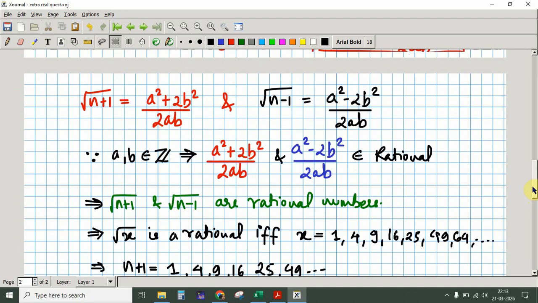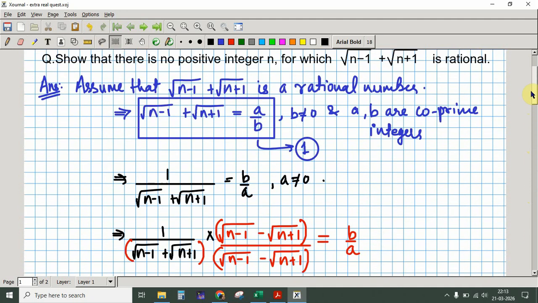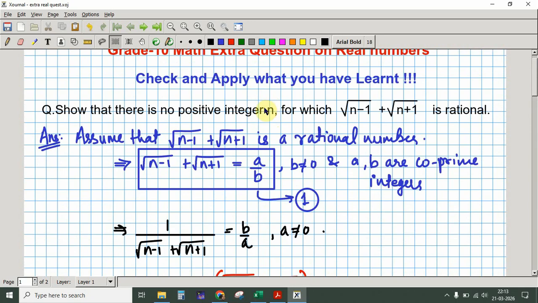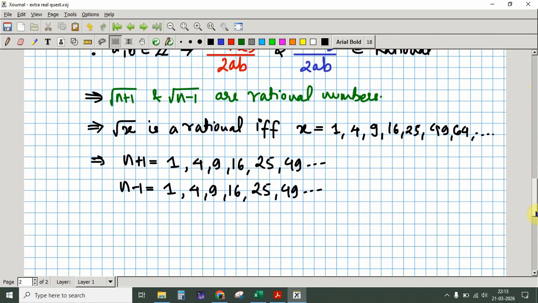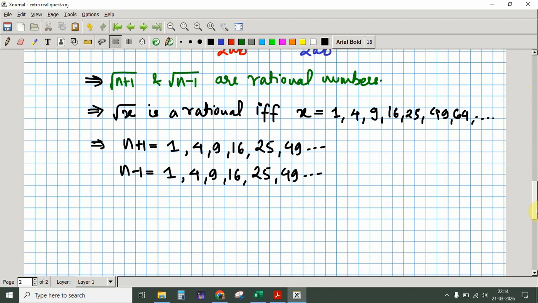Now let's look at the condition on this n. This n is a positive integer. Positive integer starts from 1, not from 0. Okay. So n is my positive integer. If it were written as non-negative, then perhaps I would take 0. Okay.